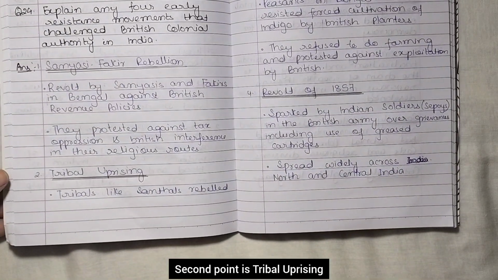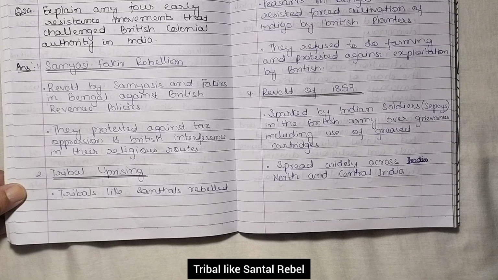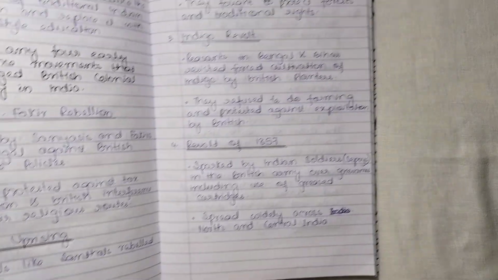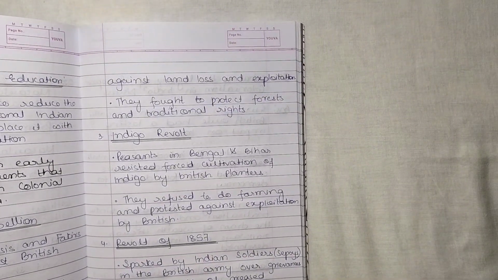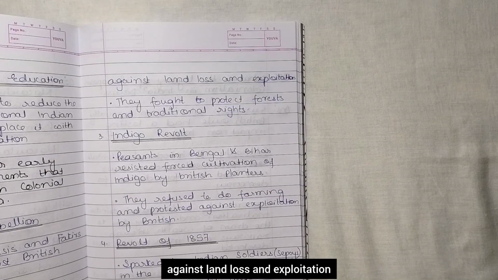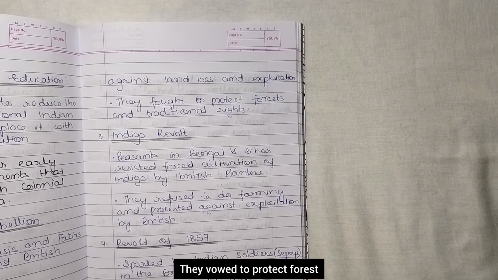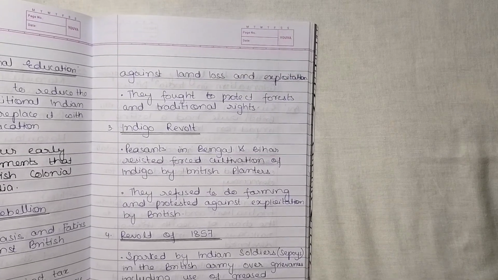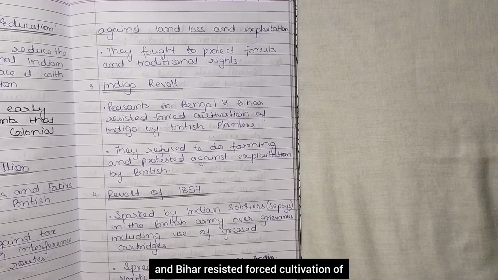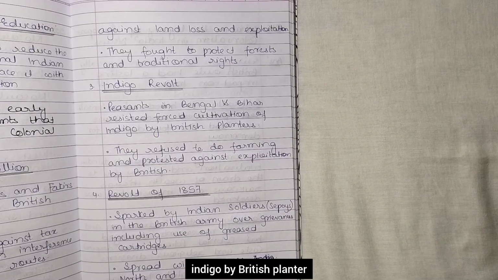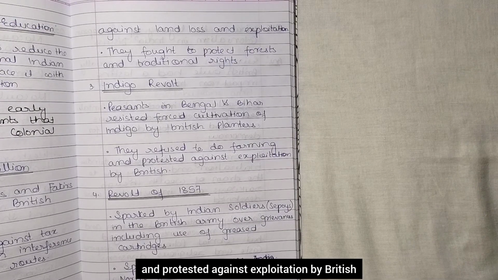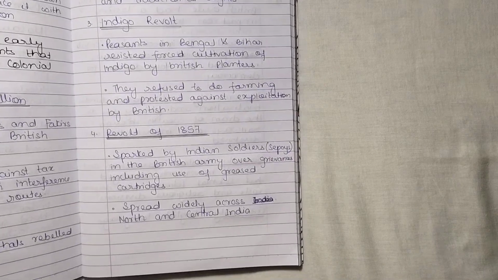Second point is tribal uprising. Tribals like the Santhals rebelled against land loss and exploitation. They vowed to protect forest and traditional rights. Indigo revolt. So, peasants in Bengal and Bihar resisted forced cultivation of indigo by British planters. They refused to do farming and protested against exploitation by the British.